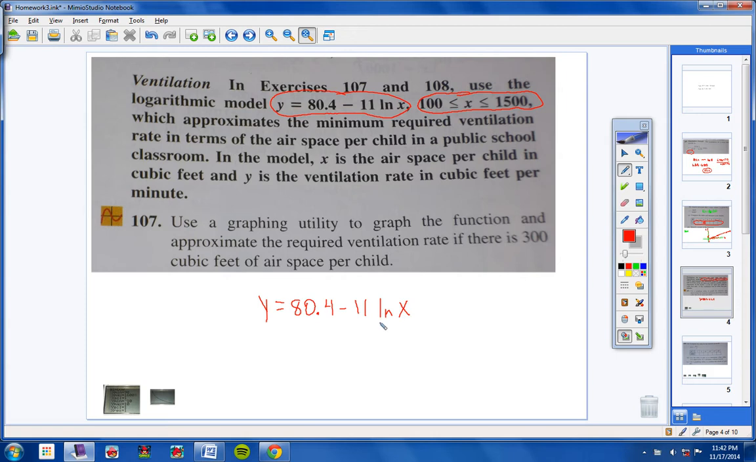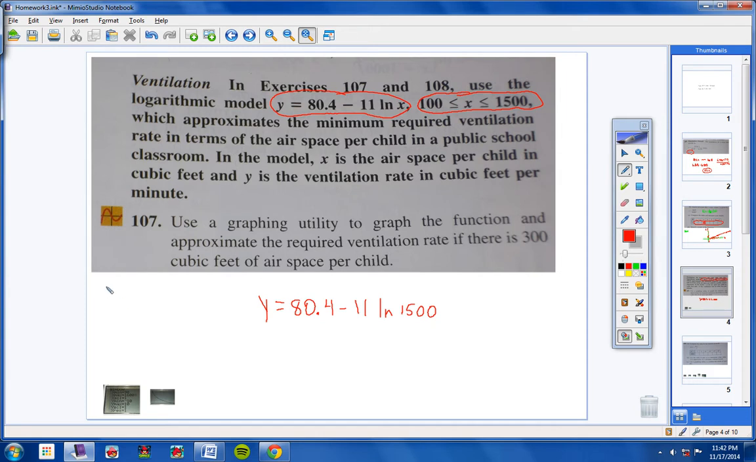Now, after you've typed that in, think about it, guys. All that we have to do is put 100 in right here and get out a y value, and then put in 1500 right here, 1500 for x, and get out a y value, okay? So I did that, and go ahead and take notes on this if you want to, guys. I did that, and here's what I got out.